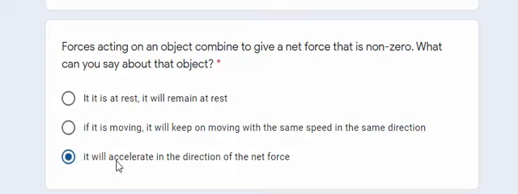Here, it will accelerate in the direction of the net force. That's a partial statement of Newton's second law of motion. So that's the correct answer for this one.